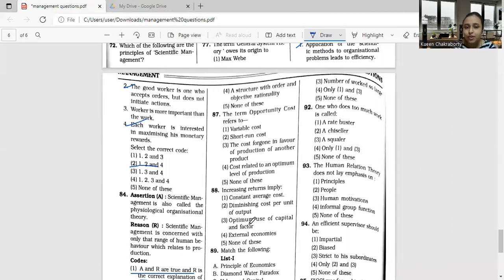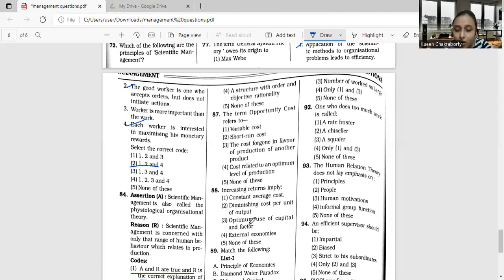Next, moving on to question number 87. The term opportunity cost refers to variable cost, short-run cost, the cost foregone in favor of production of another product, or cost related to an optimum level of production. Okay, this is what opportunity cost is being asked about.